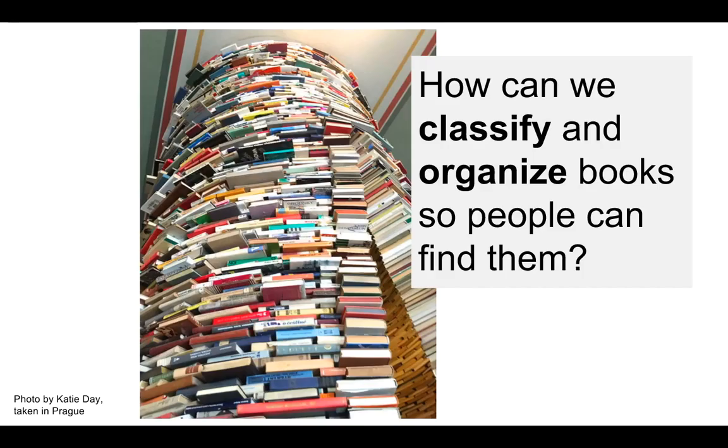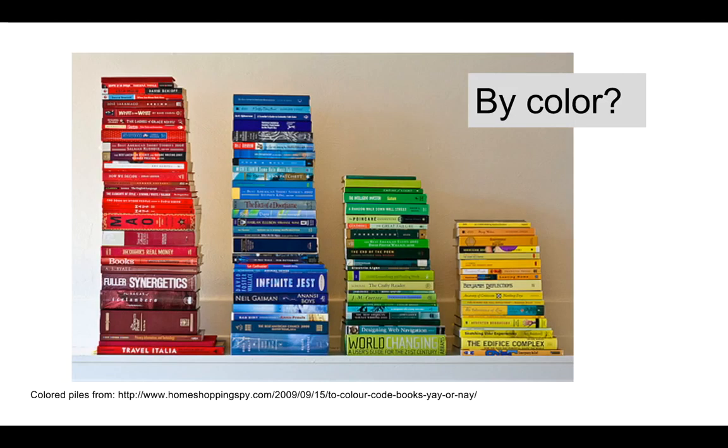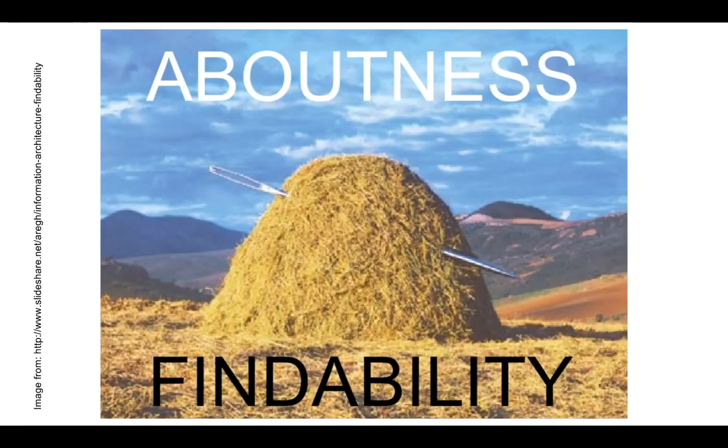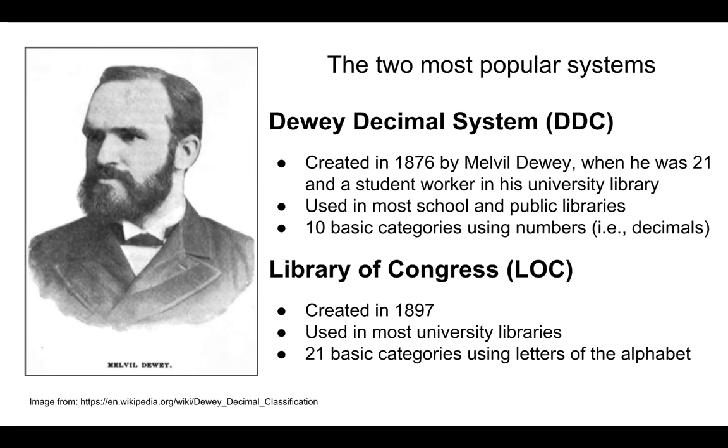So what's the best way to sort a big pile of books? By color? By height and size? No, what libraries do is they sort books and classify them looking at their aboutness to find that needle in a haystack. The two most popular systems are Dewey and Library of Congress. Dewey Decimal System is one that we use, as do most school and public libraries, and it has 10 basic categories that all books can be placed in. The Library of Congress you're going to learn when you go to university, and that's 21 basic categories.